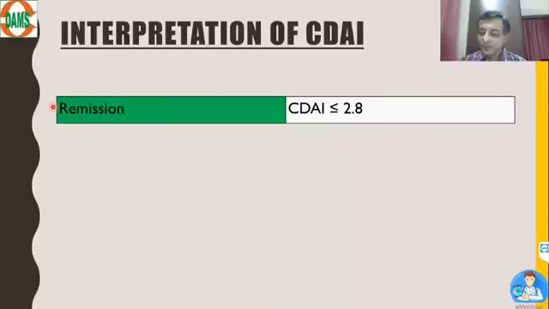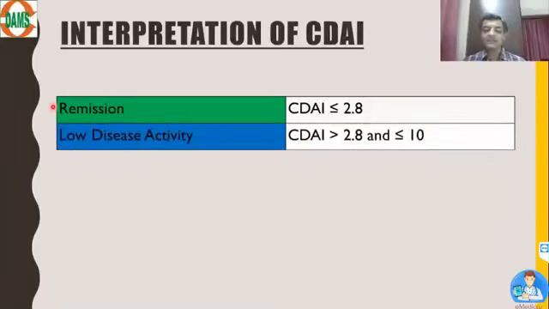So if the score is less than 2.8, yes, this is important for the exam. Less than 2.8, we will say the patient is in remission. This score is important for the exam because it is given in the question and you have to plan the treatment of the patient according to the score.